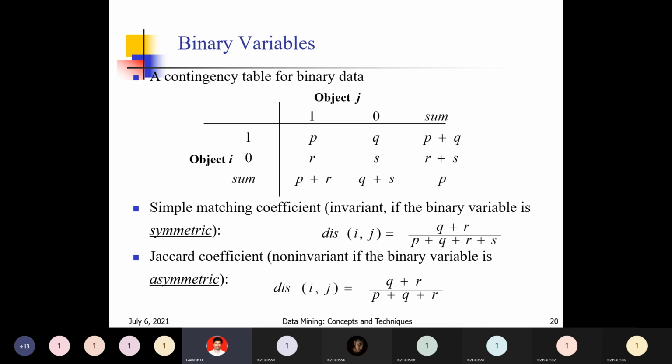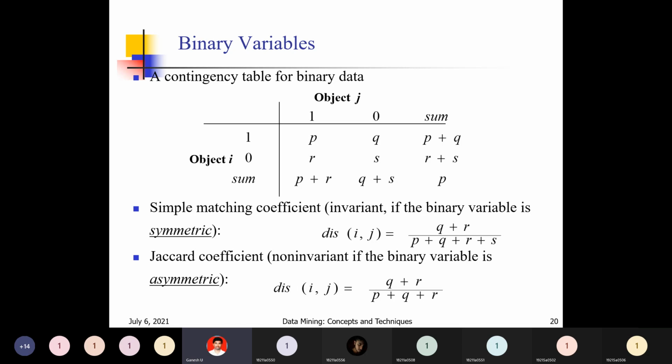Okay. So the simple matching coefficient, the symmetric binary variable dissimilarity, is dissimilarity of ij equal to q plus r by p plus q plus r plus s. Here q means 1 0. Next r means 0 1. Next p means 1 1. S means 0 0. So this is the dissimilarity value of two objects.